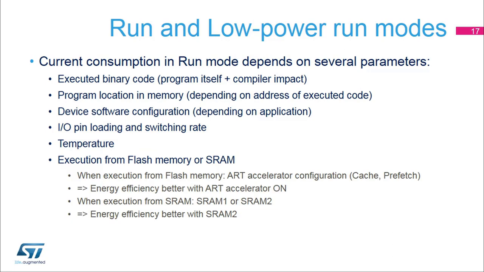The current consumption in run or low power run modes depends on several parameters. First, the executed binary code. That means the program itself plus the compiler impact. Then it depends on the program location in the memory, the device software configuration, the I/O pin loading and switching rate, the temperature, and so on.